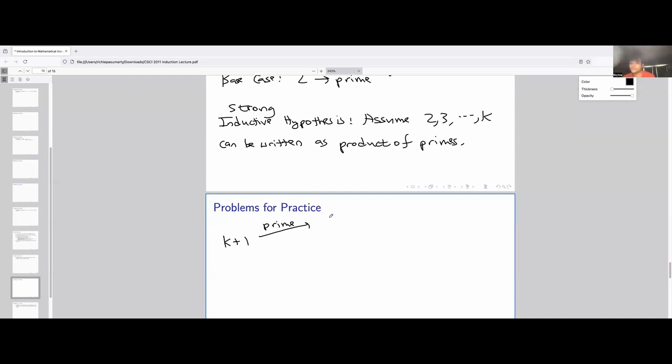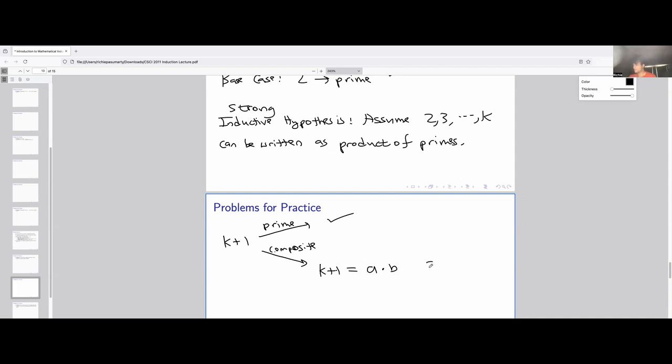In this case, the statement is obviously true, right? It's a prime number, so it is the product of primes. And if it's not a prime number, it is a composite number. And in this case, I can say that k plus 1 is equal to a times b, where a and b are integers, and these integers are between 2 and k.